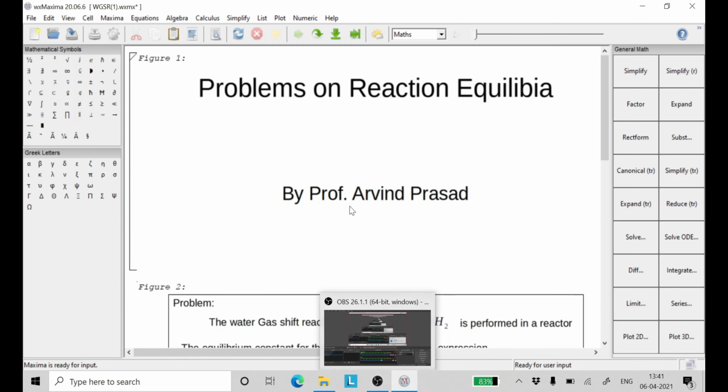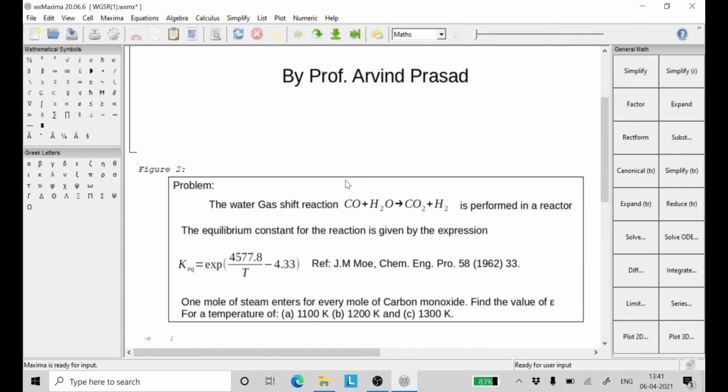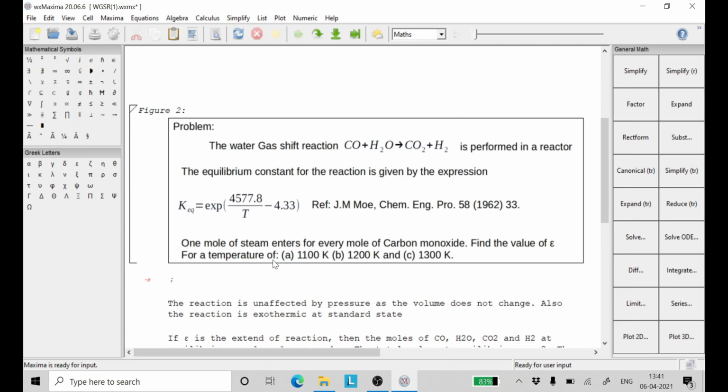Let's see the demonstration. Let's take a problem in chemical reaction equilibria. What we have is a water gas shift reaction where carbon monoxide and steam makes carbon dioxide and water. It's performed in a reactor. The equilibrium constant for the reaction is given by the expression K equilibrium is equal to exponential of 4577.8 divided by the temperature, which is in Kelvin, minus 4.33. Now the reference for this expression is JMO Chemical Engineering Progress, volume 58, published in the year 1962, page 33.